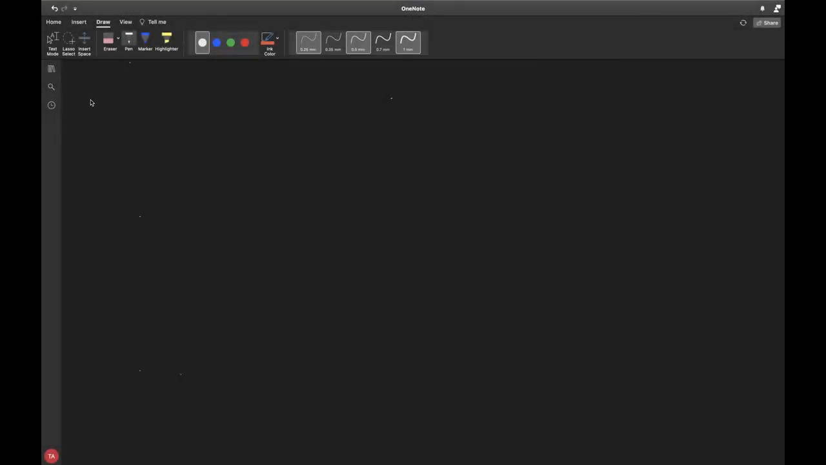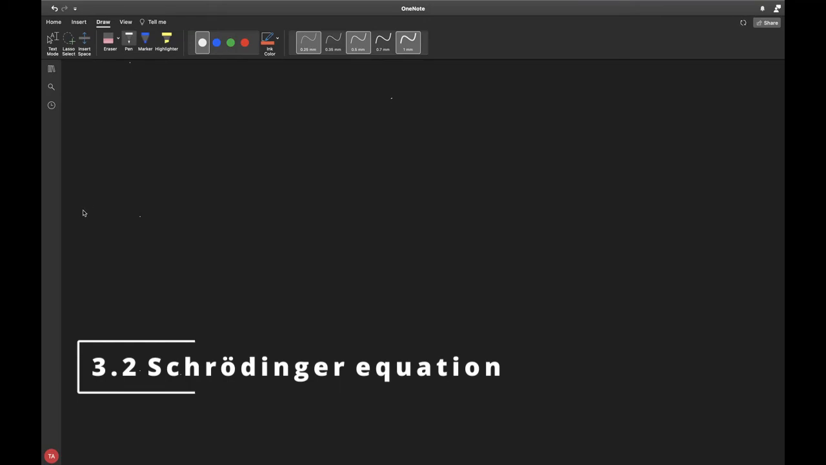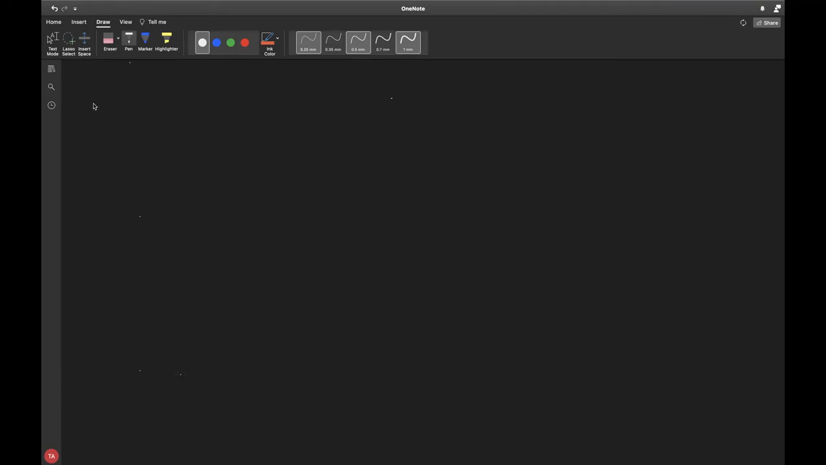In this next section, we are going to discuss Schrödinger's equation and Heisenberg's uncertainty principle. So 3.2 is Schrödinger's equation plus the Heisenberg principle.